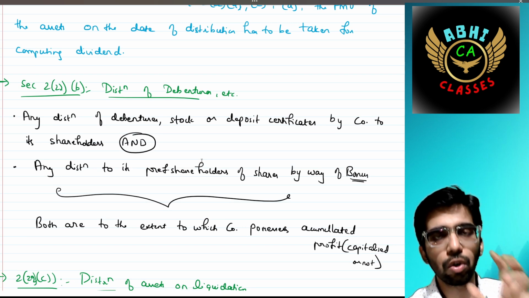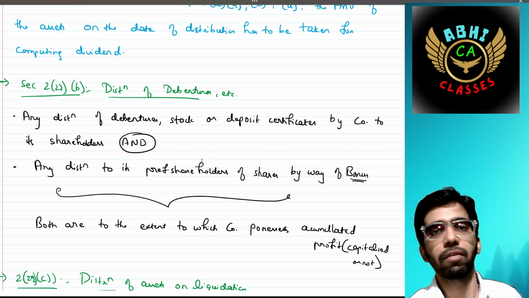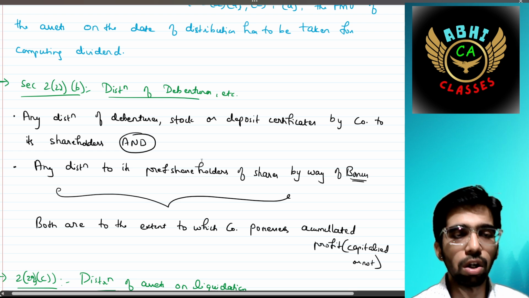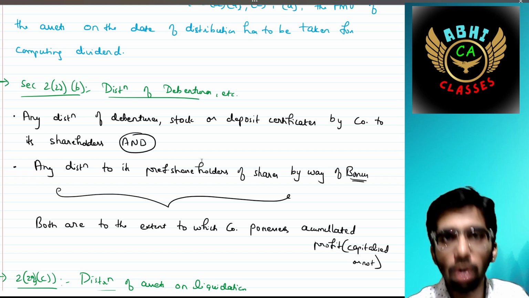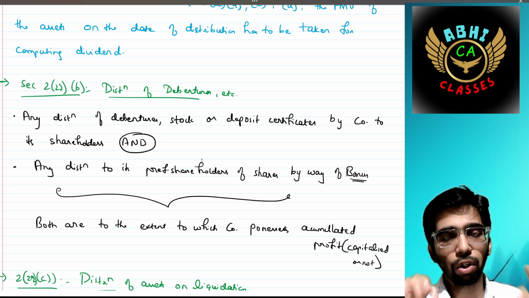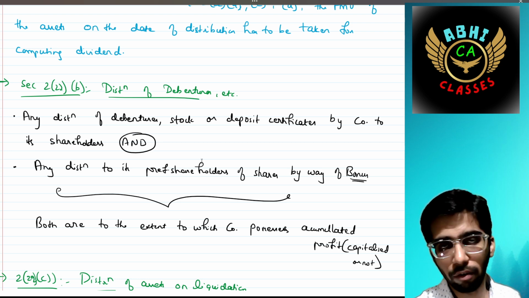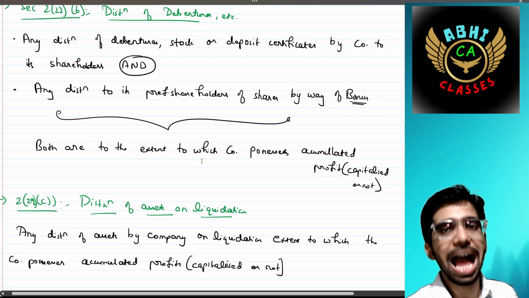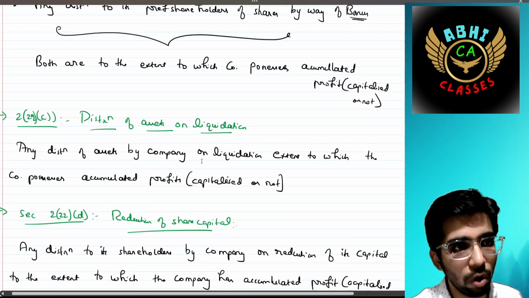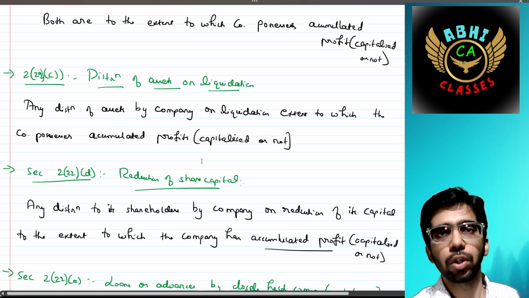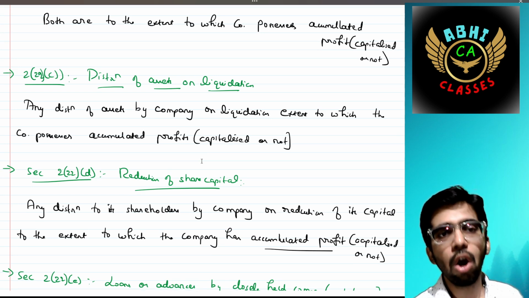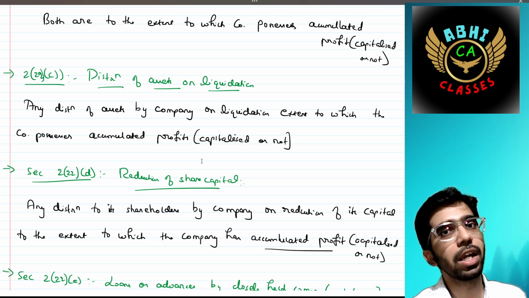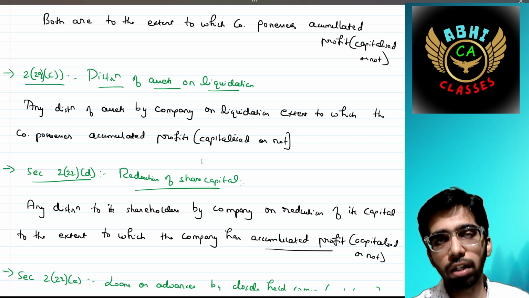Any distribution of debentures, debenture stock or deposit certificates by a company to its shareholders, and any distribution to its preference shareholders of shares by way of bonus, both are to be taxed to the extent the company possesses accumulated profit. Everything is restricted to the company's accumulated profits, whether it has been capitalized or not. So this is simple. Next section 22C, distribution of assets on liquidation. Any distribution of assets by a company on liquidation is taxed only to the extent the company possesses accumulated profit, whether it has been capitalized or not, it makes no difference.